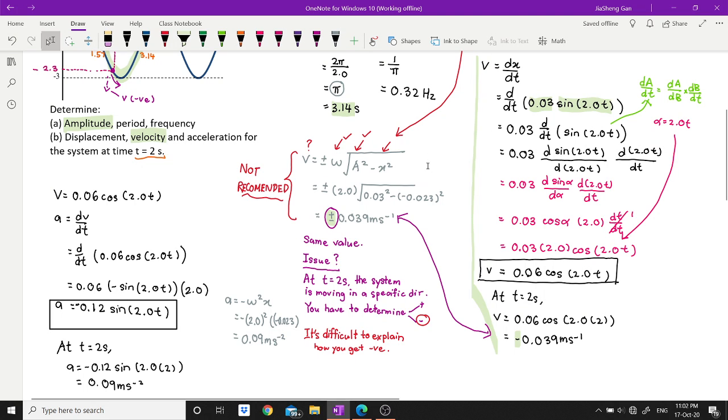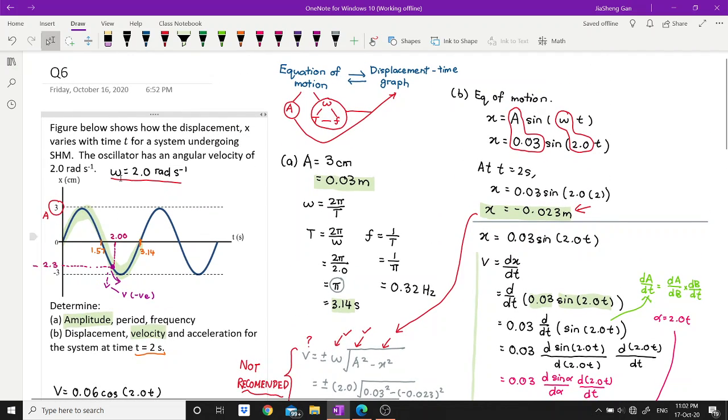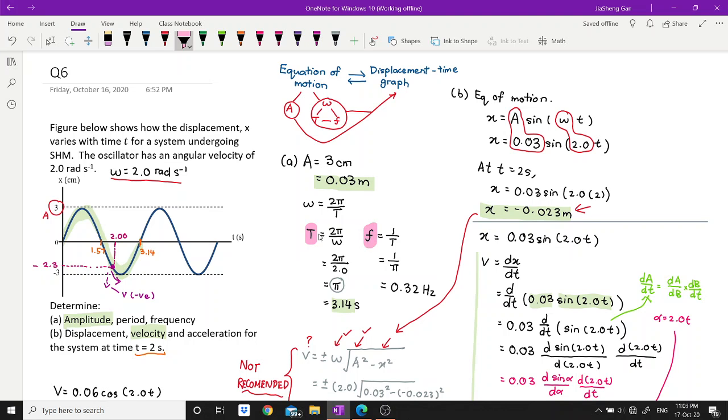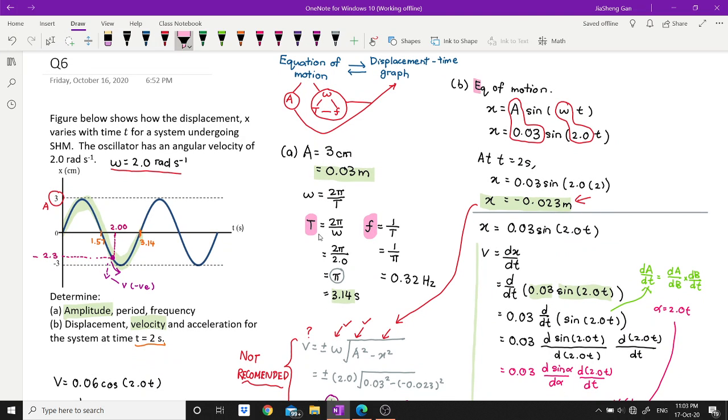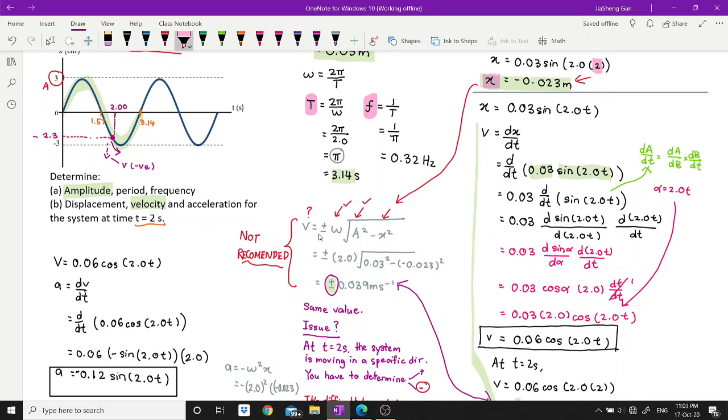Okay, so it's a pretty long video. To summarize what we have done, from the graph we extract the amplitude, we extract the angular velocity. Using the angular velocity, we determine the period, we determine the frequency. Then for B, what we do is we construct the equation of motion first. Then using the equation of motion, we substitute in the specific time, we get the displacement. For velocity, again, we derive the equation for velocity. How do we derive it? By using differentiation. We will apply chain rule to be able to derive this equation.